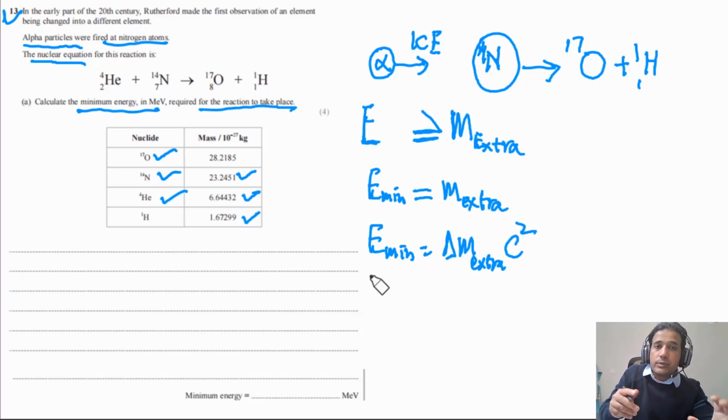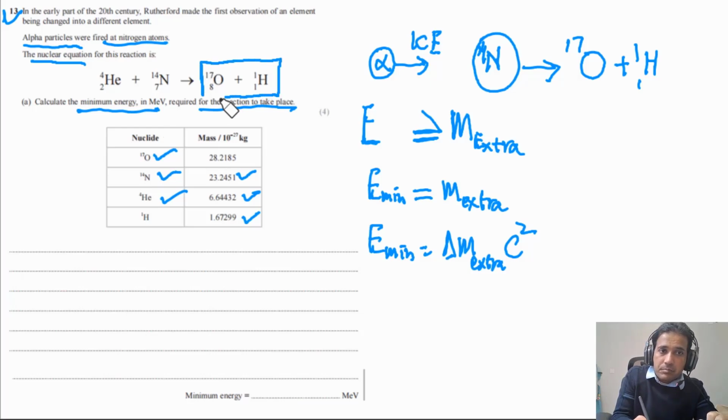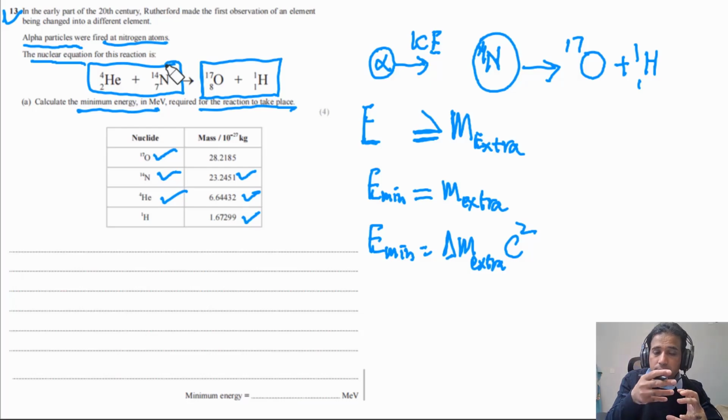So how can we calculate delta m? Simply we need to find the difference: mass of products minus mass of reactants. So we can get the extra mass produced, then we can convert it into energy, and then we can convert the energy from joules into mega electron volts. So this is how you need to approach this problem.